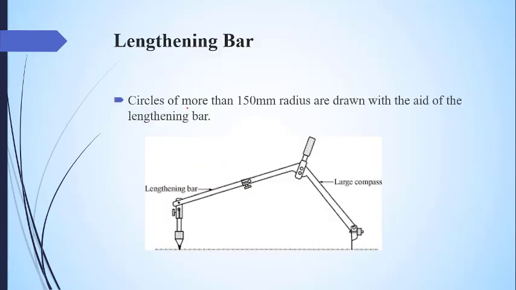Lengthening bar. Circles of more than 150 millimeter radius are drawn with the aid of the lengthening bar. Sometimes we cannot draw a larger diameter circle with the ordinary compass. So the lengthening bar is attached to the compass for a higher diameter circle or a higher radius circle.